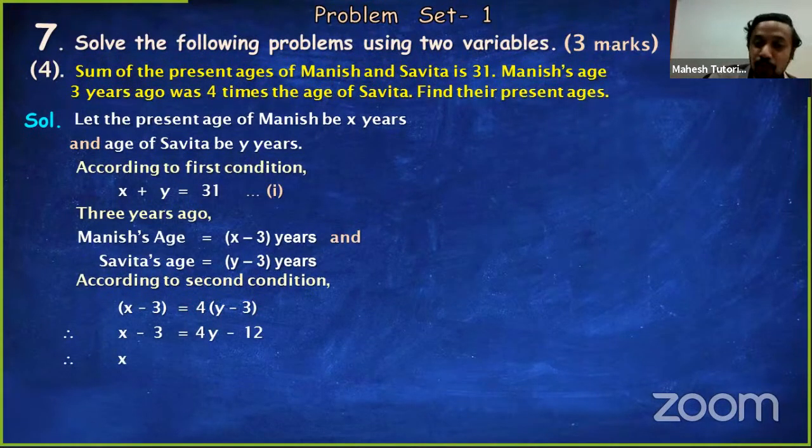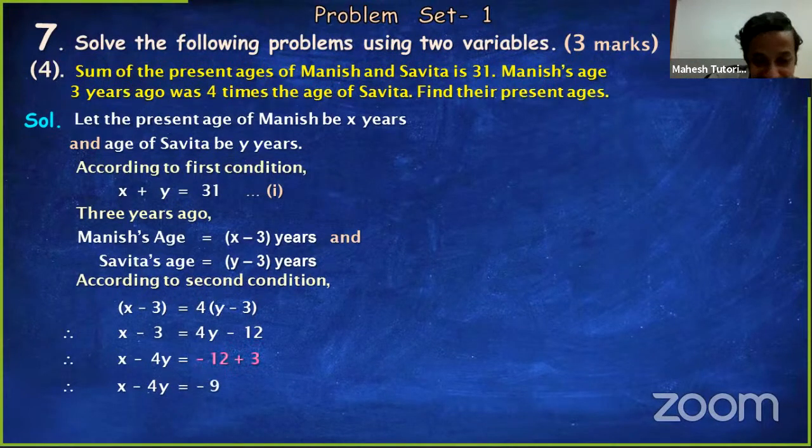Now students, 4y is there on the right hand side. If it comes on the left hand side, it will become minus 4y. Keeping minus 12 as it is. Now the constant 3 is present with a negative sign on the left hand side. If it goes on the right hand side, it becomes plus 3. So now see, students, keeping x minus 4y as it is, minus 12 plus 3 will give us how much? Minus 9.